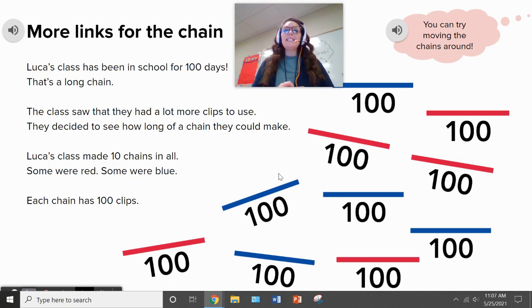Luca's class made 10 chains in all. Some were red, some were blue. And each chain has 100 clips. So now, instead of having chains of 10, now the class has chains of 100. On this slide, second graders, you can click and drag the chains of 100 around to connect them. So you can do that when you are working on your own on these slides.